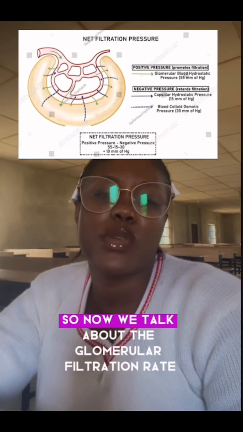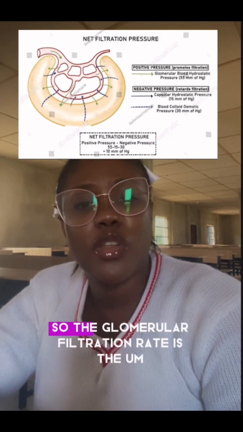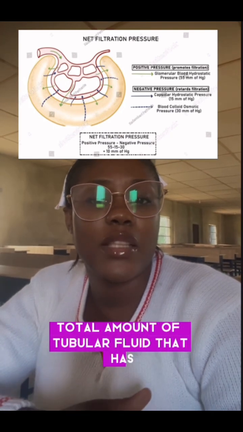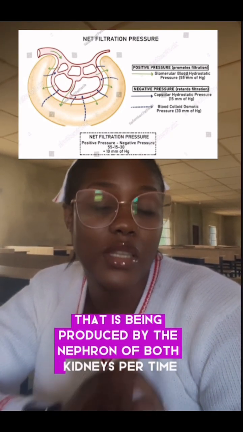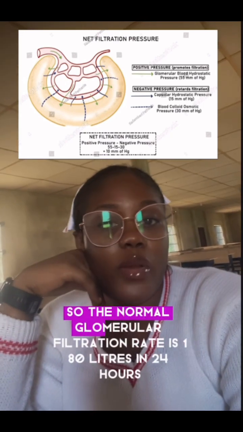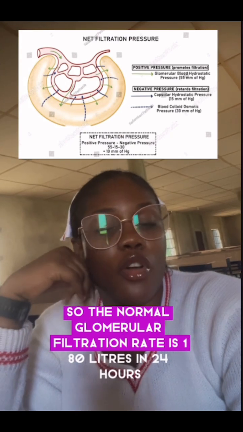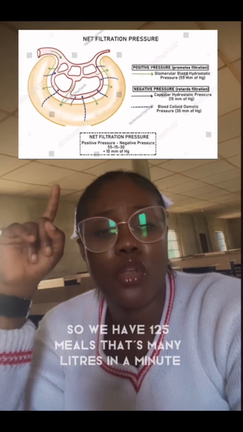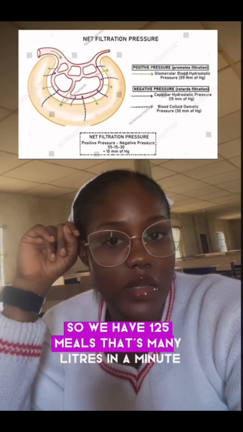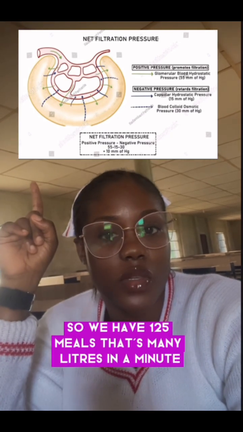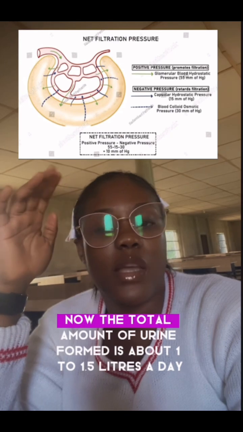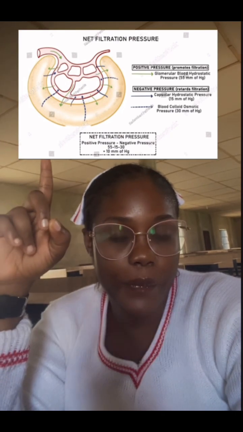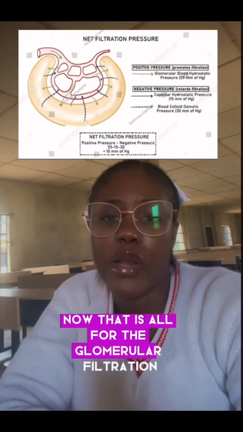Now we talk about the glomerular filtration rate. The glomerular filtration rate is the total amount of tubular fluid produced by the nephrons of both kidneys per unit time. The normal glomerular filtration rate is 180 liters in 24 hours, so we have 125 milliliters in a minute. The total amount of urine formed is about 1 to 1.5 liters a day. Now that is all for the glomerular filtration.